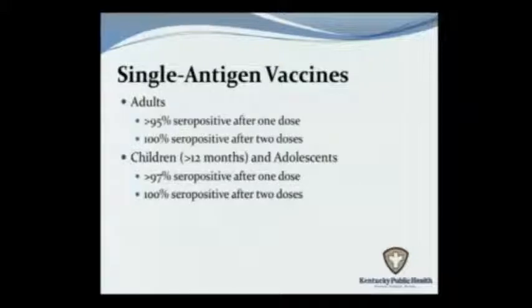Single antigen vaccines have been highly effective. For adults, over 95% have been seropositive after one dose, and 100% have been seropositive after 2 doses. And in children over 12 months of age and adolescents, over 97% were seropositive after 1 dose, and 100% were seropositive after 2 doses.